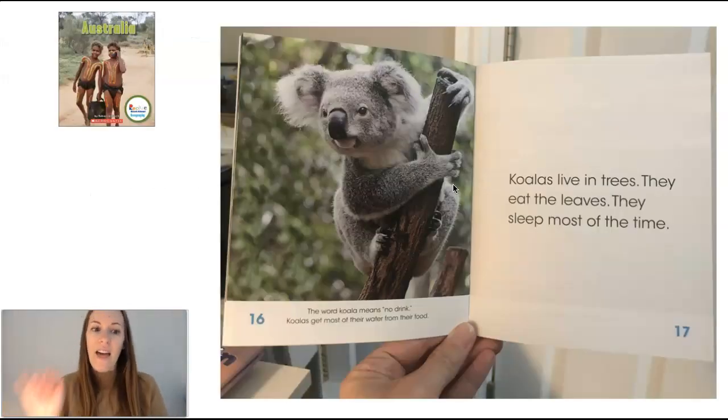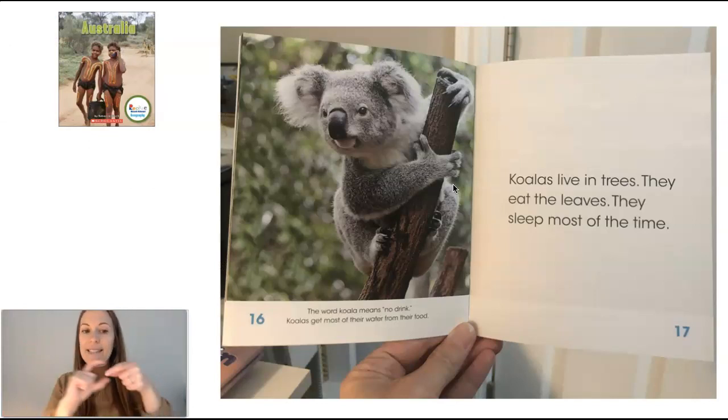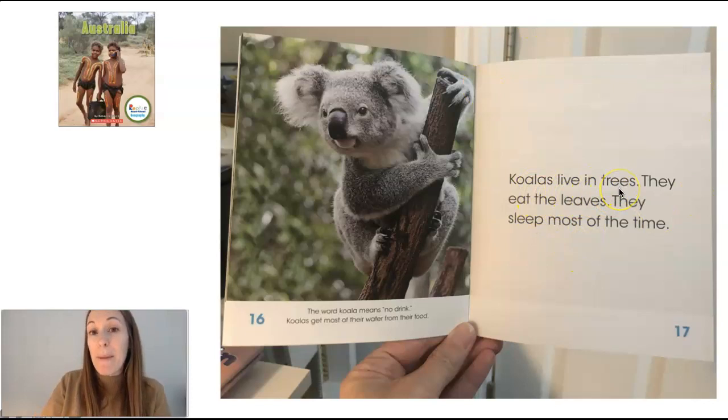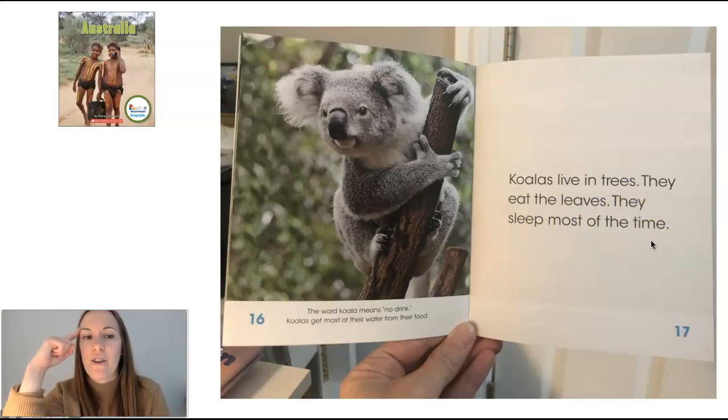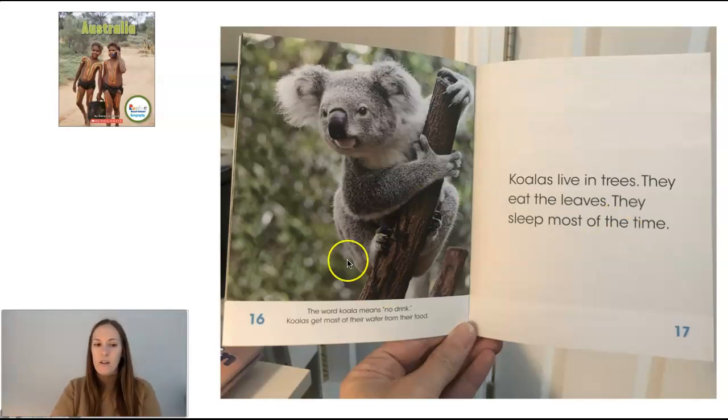Now we're going to look at the Australia page one more time because I want you to keep thinking about what is similar between these two books. Okay, let's remember really quick. Koalas live in, do you remember? Trees. They eat the leaves. They sleep most of the time. Okay, on this page, I learned that koalas live in trees. They eat the leaves and they sleep. Okay, let's see what's similar to Koala. We're going to read a different part of the story now.